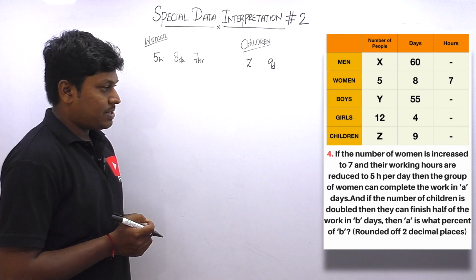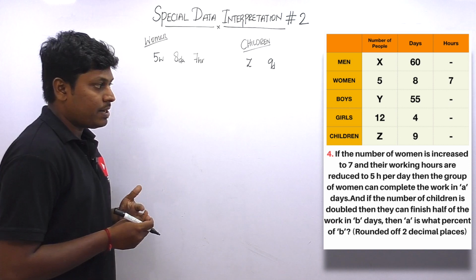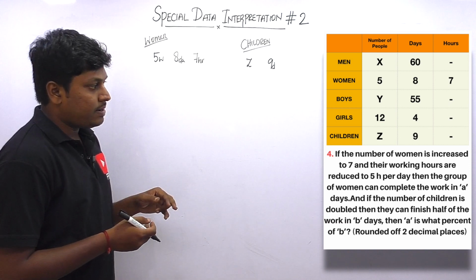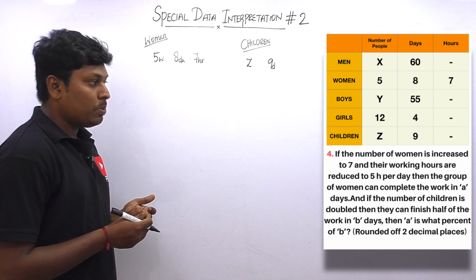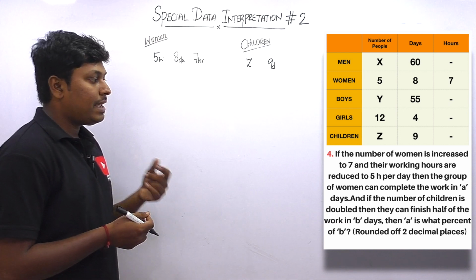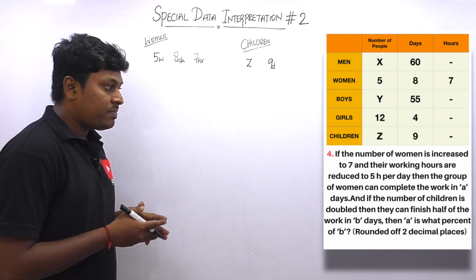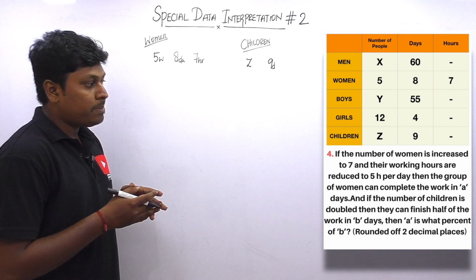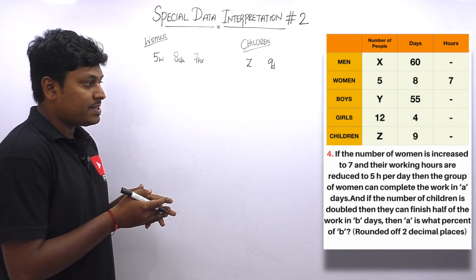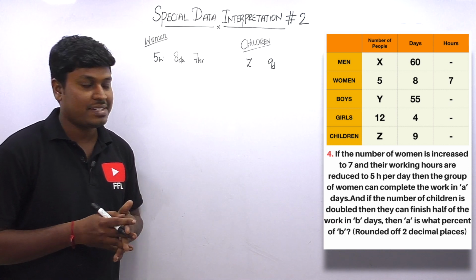Question number 4. It's a lengthy question, right? If the number of women is increased to 7 and their working hours is reduced to 5 hours per day, then the group of women can complete the work in A days. And if the number of children is doubled, then they can finish half of the work in B days. Then A is what percentage of B? Round off to 2 decimal places.